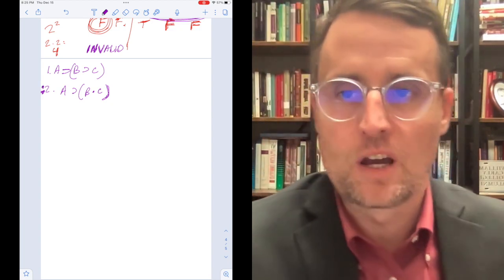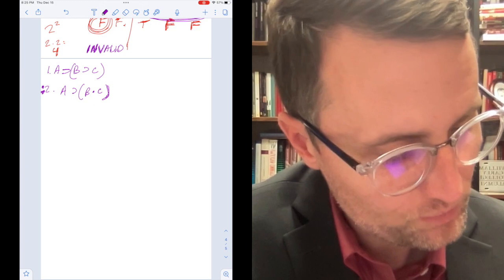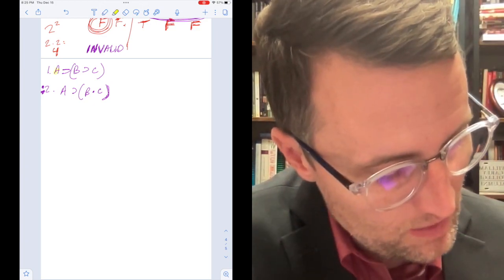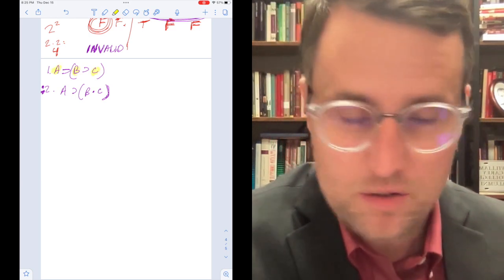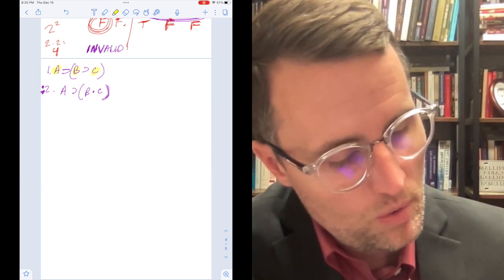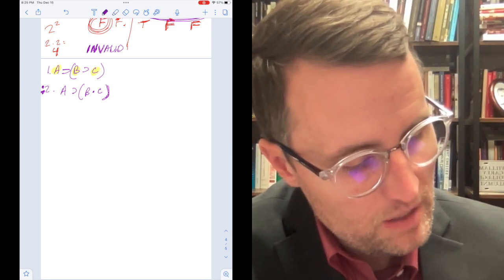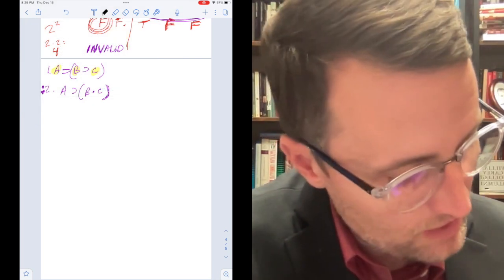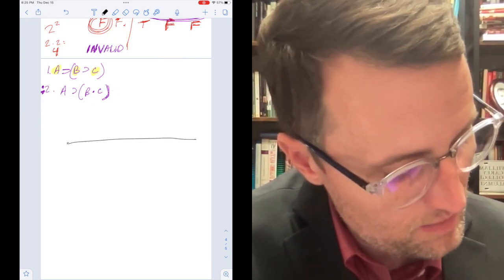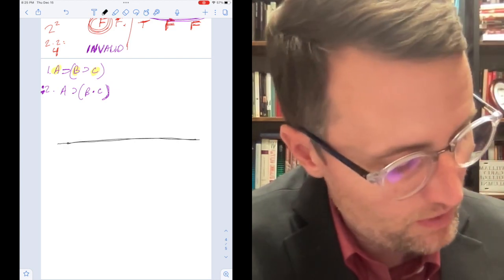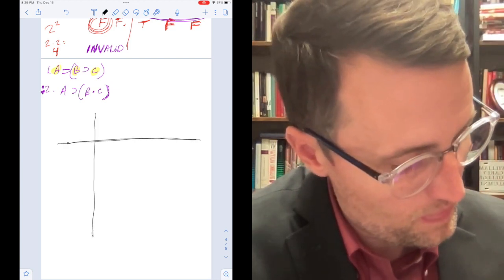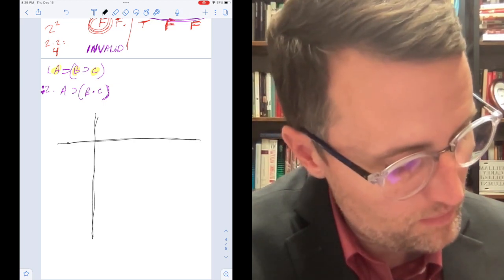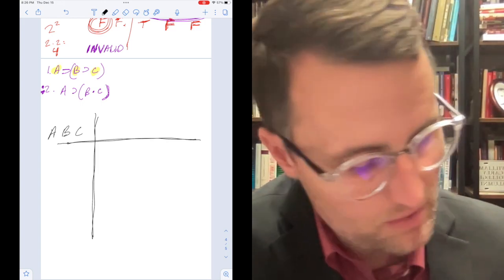The way you would set this up is, how many atomic statements do you have? You have one here, and one here. You have A, B, and C. You have 3. Okay, so if you have 3, you'd set it up like this, the same, horizontal line and vertical line. And you have 3, and you would list them really in alphabetical order, A, B, C. Okay.